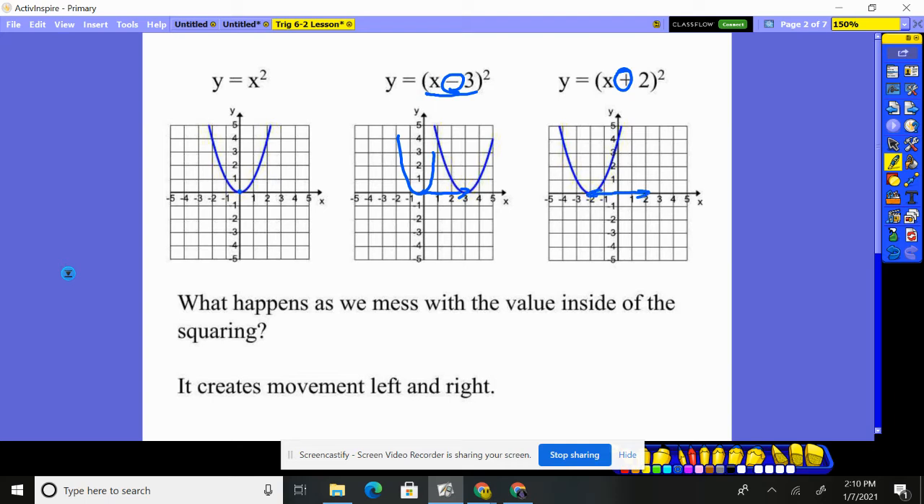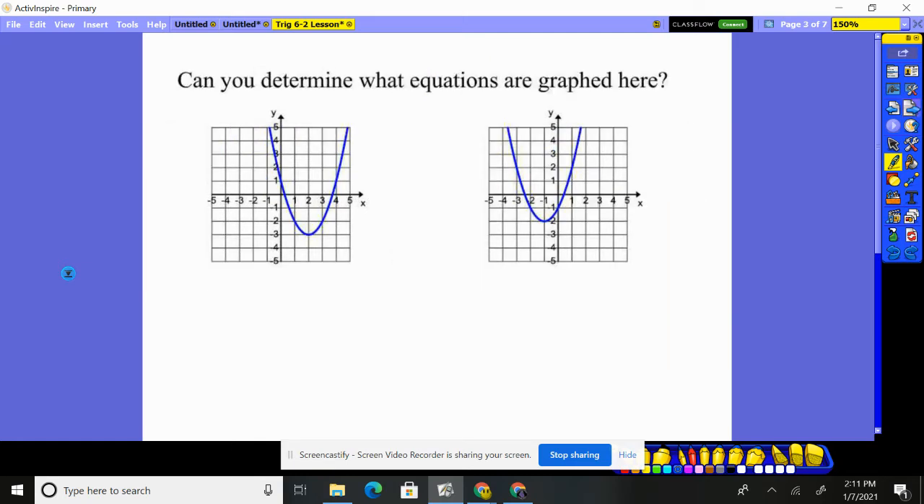It went back 2. So this controls movement right and left when you mess inside the parentheses before you square it. So that's what's going to happen. We're creating movement left and right. So if I had, let's say, x minus 5 squared, I know since I'm subtracting, I would think it goes left, but hey, it's going to go to the right 5. It's going to slide to the right 5. So it is the opposite. It's sort of what it's creating to get you to be 0, but we're not going to worry about that too much here. So let's see if we can determine what equations are graphed here.